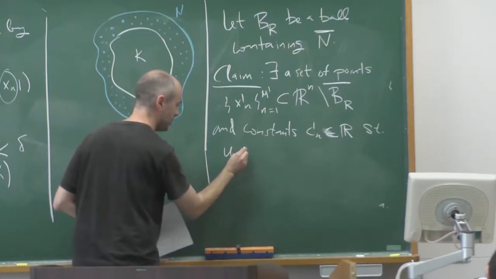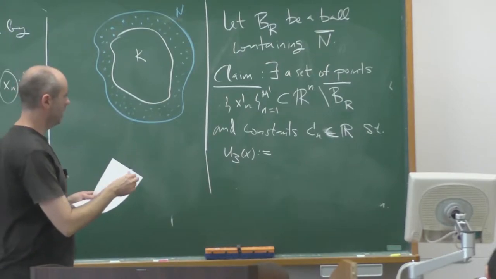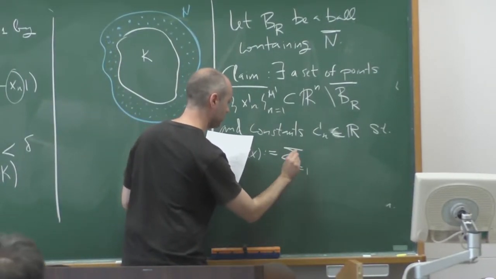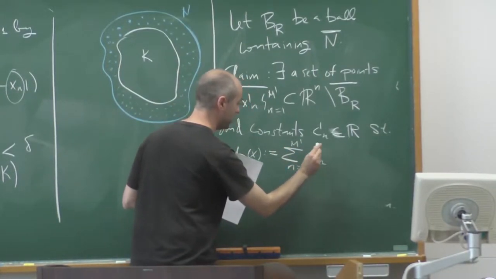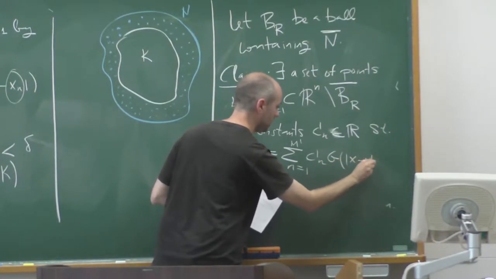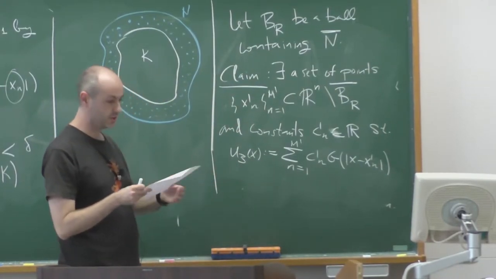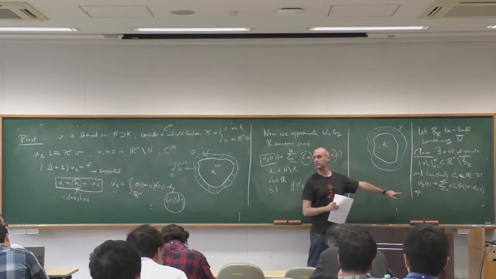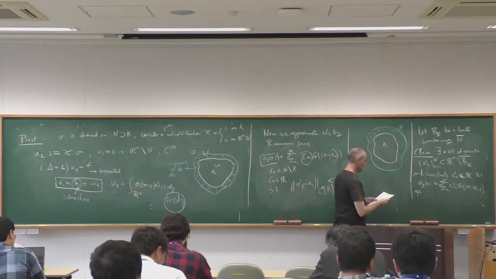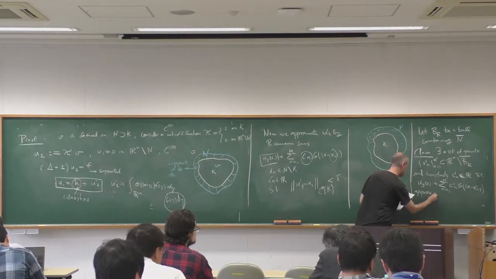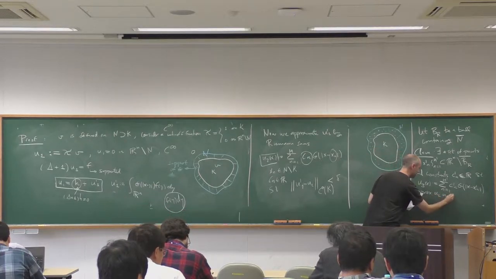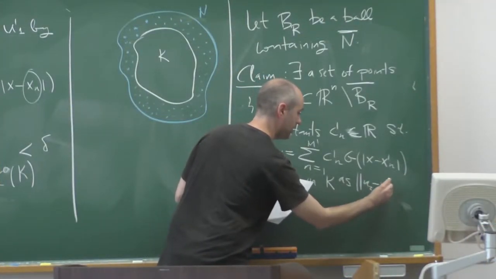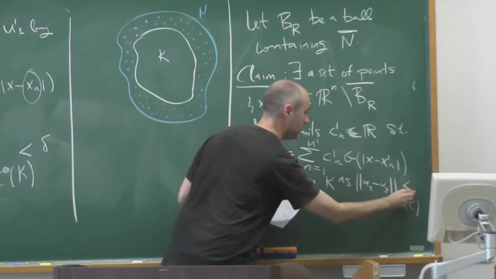the following function, the function u3 at point x, which is defined as the sum of Green's functions with poles at these points x prime n, is defined this way: the sum from n equal 1 to n prime of c prime n times the Green's function with pole at x prime n, such that this U3 approximates U2 uniformly in K. Can you see from there? It's at this height, yeah. Such that this approximates U2 in K as a uniform approximation: the C0(K) norm of U2 minus U3 is smaller than delta.